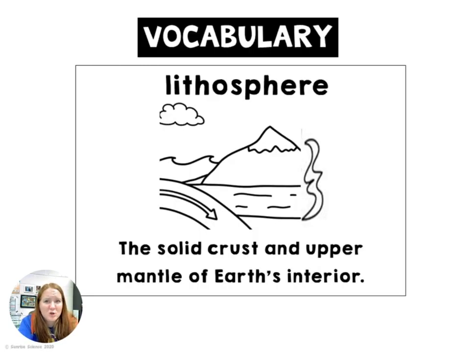In the top right-hand corner, you should see a section for vocabulary. Find the section for vocabulary, and we're going to talk about the lithosphere today. The lithosphere is the solid crust and upper mantle of the Earth's interior. You are currently standing on the lithosphere. The lithosphere is the top outermost crust of the Earth.